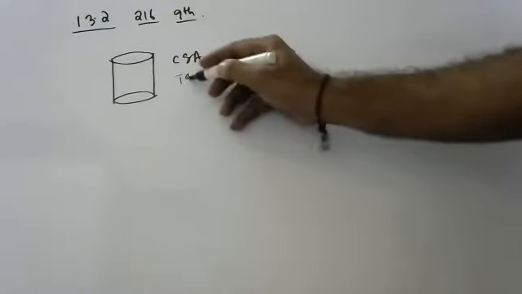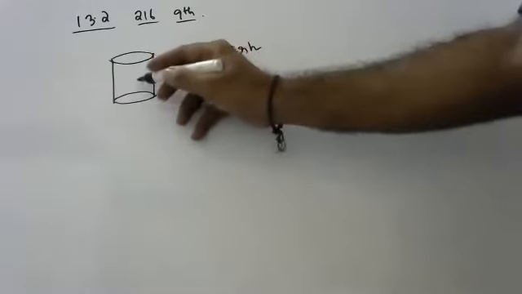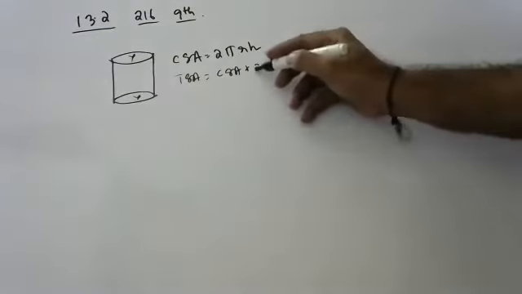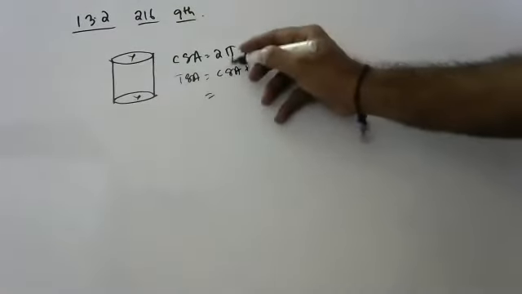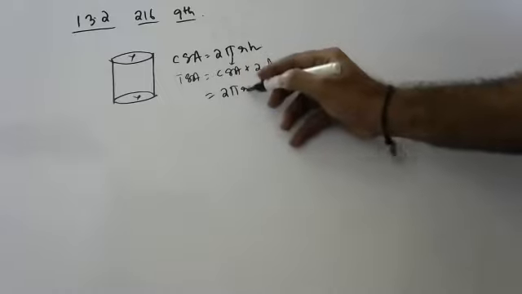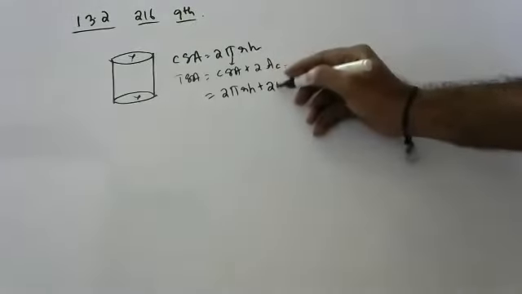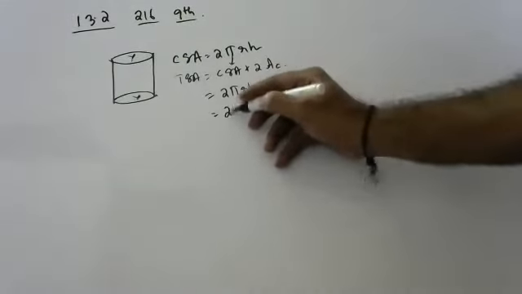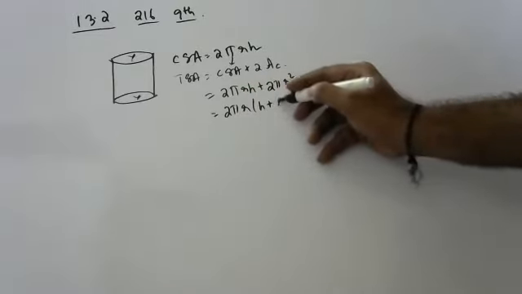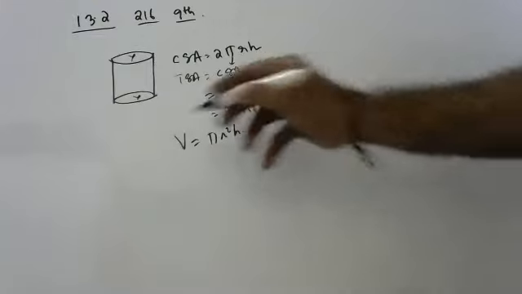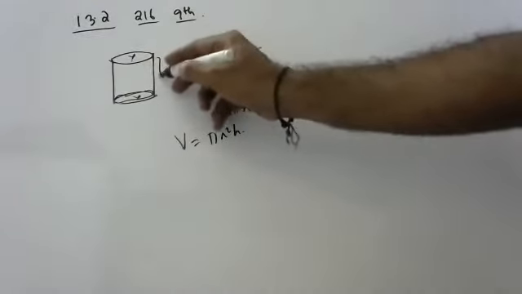This is equal to TSA. TSA means what, children? CSA plus the area of two circles. The CSA of a cylinder is 2 pi r h, and the area of a circle is pi r square. Pi r square plus pi r square is 2 pi r square. So 2 pi r into (h plus r) is the TSA. And the volume of the cylinder is pi r square into h.